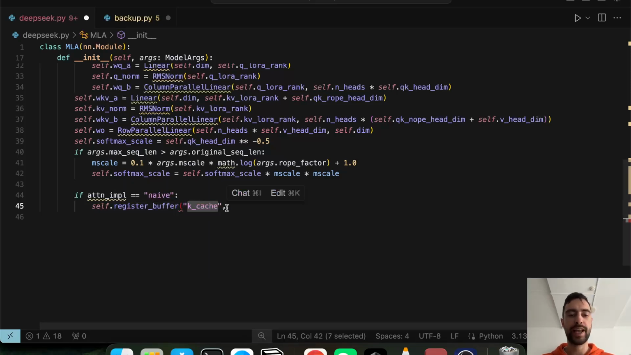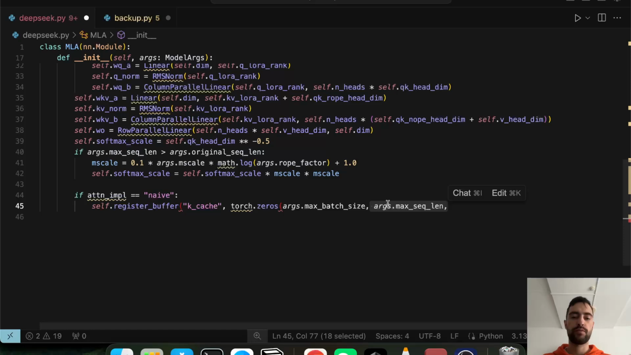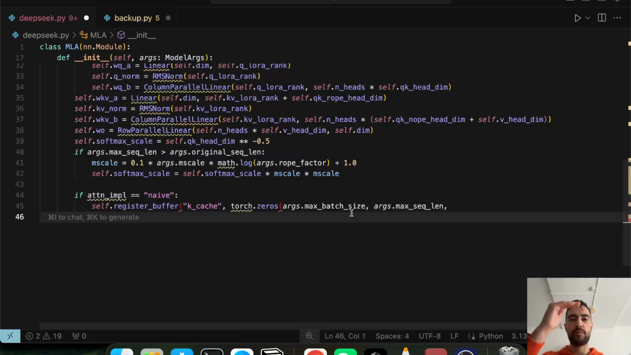We will call it kcache, key cache. Initialize with torch.zeros, and the size dimensions will be batch size, so max batch size. I will explain first sequence length. Sequence length is the context window. So if it's one sentence, then that's the sequence length, sequence of tokens. And batch size is how many context windows you have.